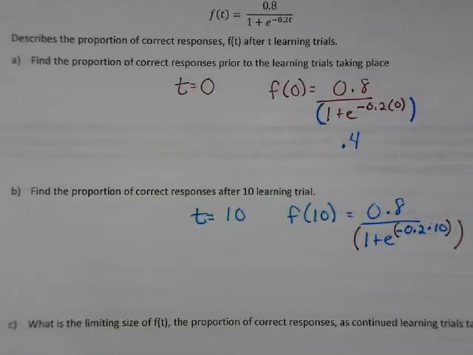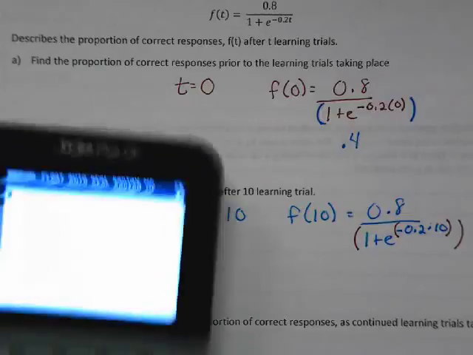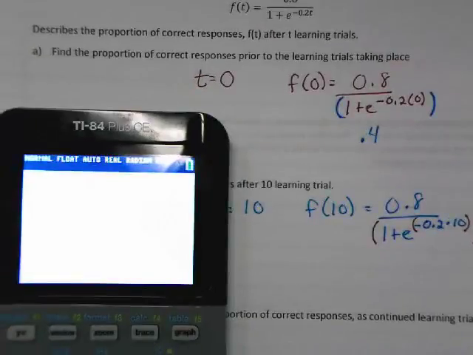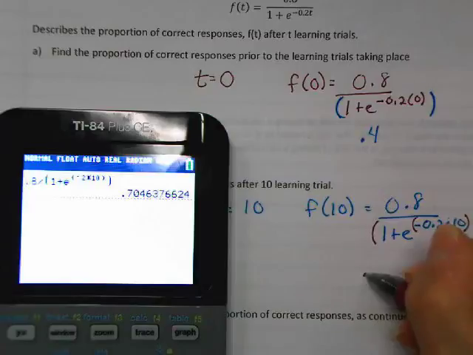Alright, so 0.8 divided by parentheses 1 plus natural base, put your parenthesis in the exponent, negative 0.2 times 10, close your parenthesis in the exponent, get yourself back down, close that parenthesis, press enter. So after 10 trials, 0.705 people are now getting it right.